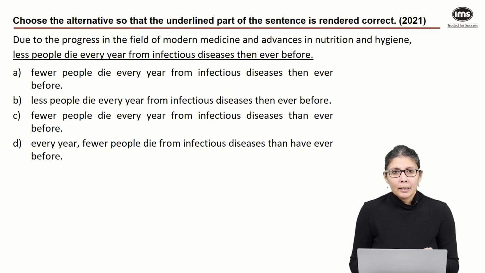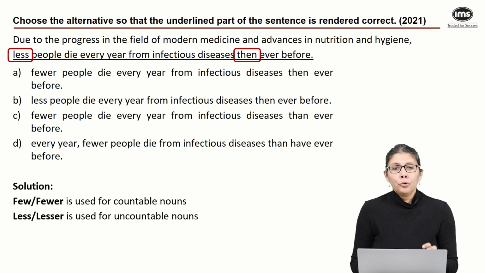When you look at this, you should be able to notice two things about this. These words, less and then. Now, if you're able to spot these errors, then the answer is very easy. Nevertheless, we do need to understand why this question has been presented. First of all, we use few or fewer for countable nouns. Countable nouns are those to which you can attach a number. For example, I can say 1 pencil, 2 books, 3 people. These are all countable nouns.